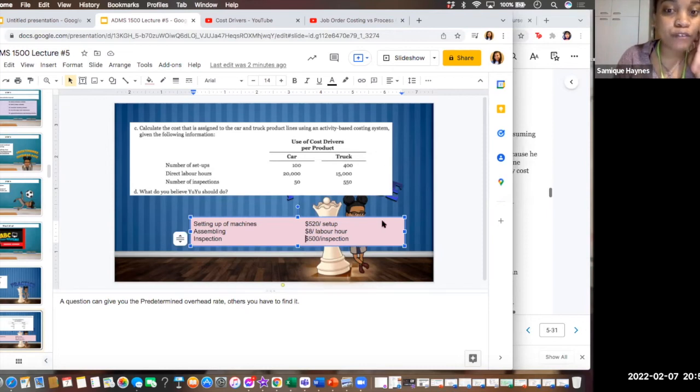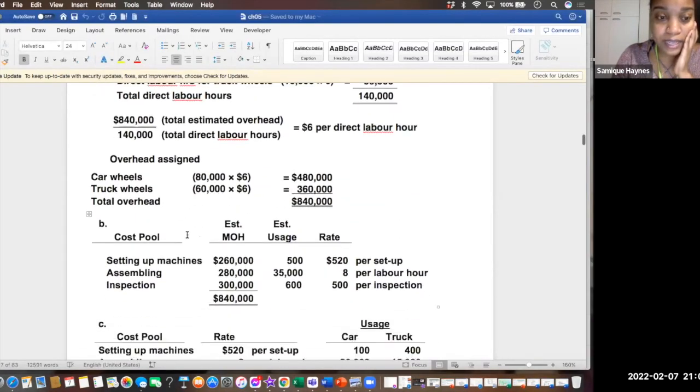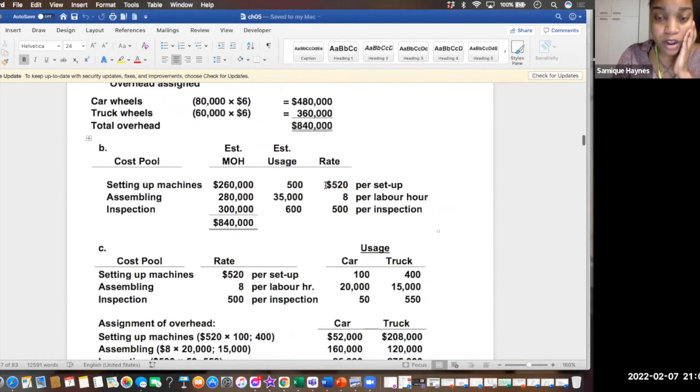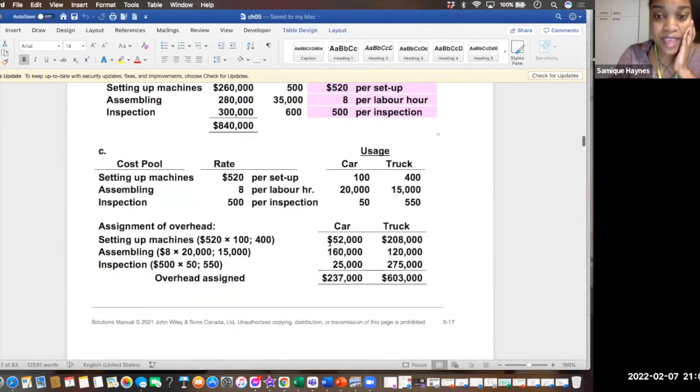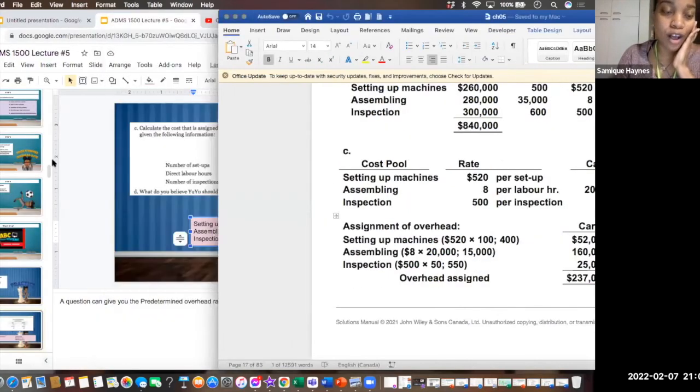So now that we have all these different costs, we can find out the total overhead for car wheels and the total overhead for the truck wheels by just adding up all of those activities under each one. And it's going to look like this. So we calculated in part B our predetermined overhead rates, and then we calculated all these numbers just now. And this is our total overhead assigned to our car wheels and our total overhead assigned to our truck. And now the truck is no longer undercosted and the car wheel is no longer overcosted.